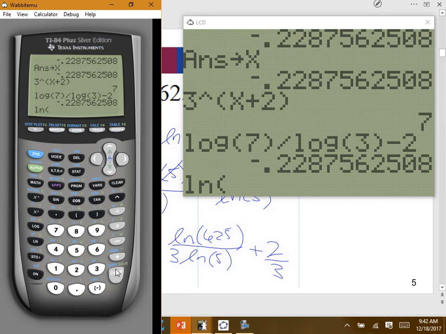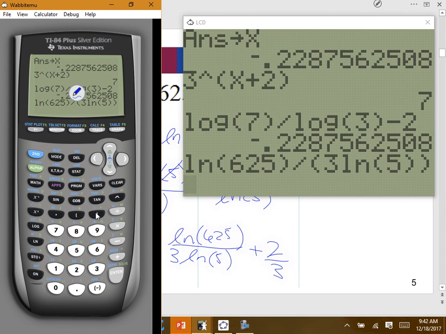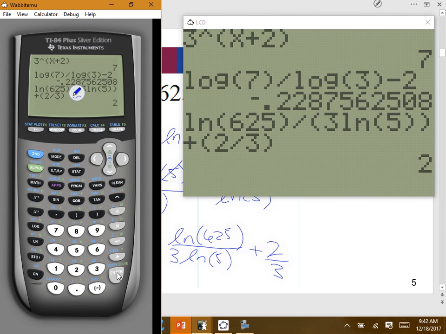So we go ln 625 divided by, now, you just got to make sure you put this denominator in parentheses. We want that multiplication to be done first before the overall division. So type that in, and then plus my 2/3. And we get 2, which we already knew should have been the answer, right? So it just proves to you that whenever you come across an exponential equation, you can use that process.